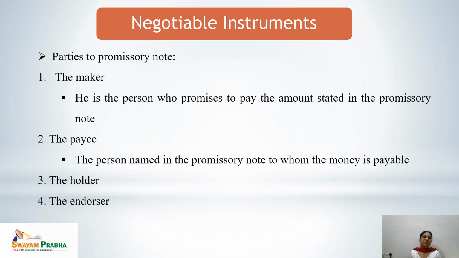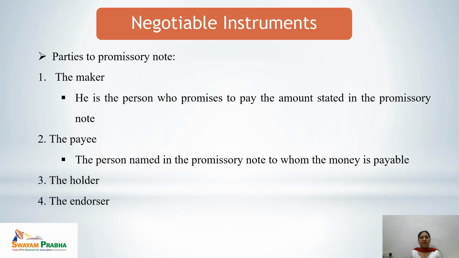Next, let's discuss the parties involved in the promissory note. We all know about the promissory note. It is a promise by one person to pay a certain sum of money to another, or on order, or to the bearer. So here are the parties. Four parties are involved in the promissory note. The first one is the maker.